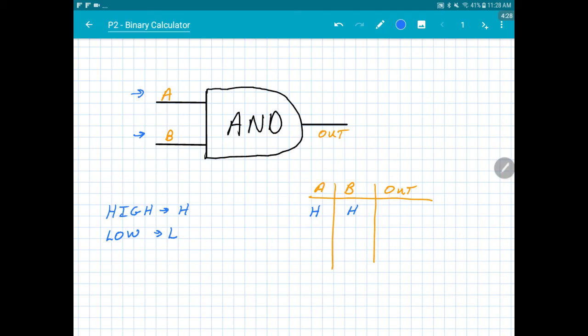An AND chip is looking for both inputs to be high. If that condition is met, then the output will also be high. If that condition is not met, where both A and B are high, then the output will be low. So for example, if only A is high and B is low, then the output will be low. Or if A is low and B is high, then the output will be low again.